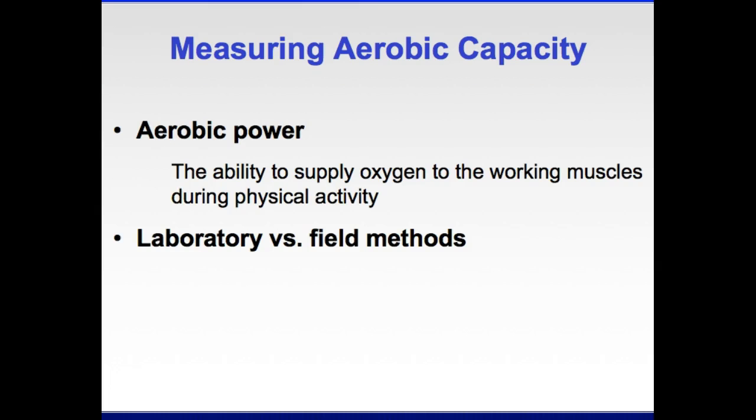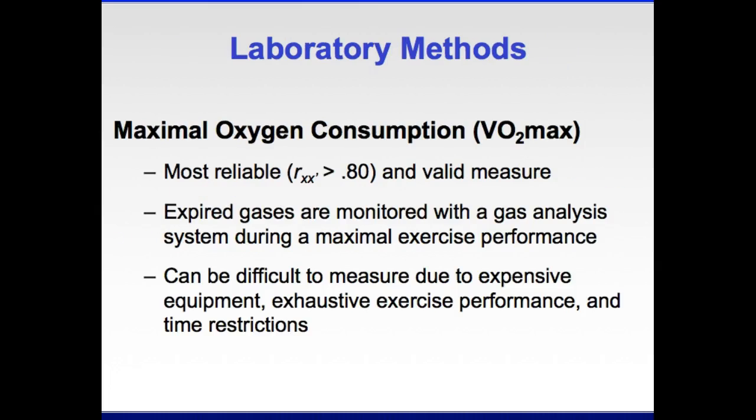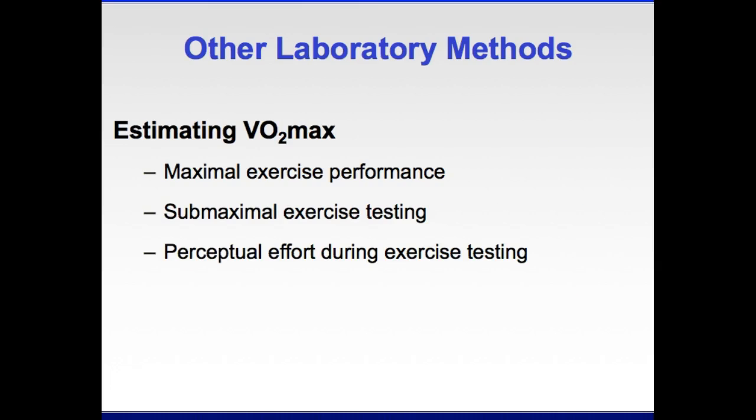Measuring aerobic capacity. Aerobic power is the ability to supply oxygen to the working muscles during physical activity. Laboratory versus field methods. Laboratory methods: maximum oxygen consumption, which we call VO2 max. It's the most reliable and valid measure. Expired gases are monitored with a gas analysis system during maximal exercise performance. It can be difficult to measure due to expensive equipment, exhaustive exercise performance, and time restrictions.